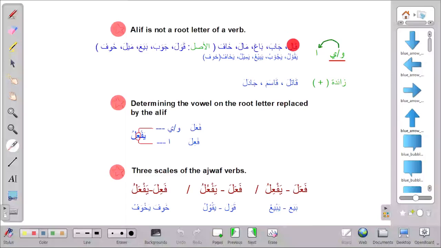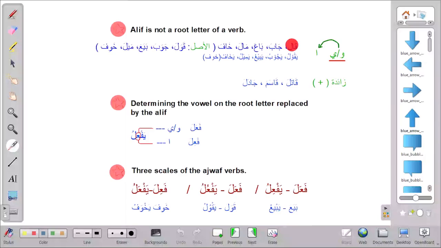It is something else, and we'll come to see. So what is that root letter? I hope that is clear. But that's just what main point number one is emphasizing: alif is not a root letter. So if you see the alif here, it is not a root letter. We'll come to see why it is there, or where that root letter is.